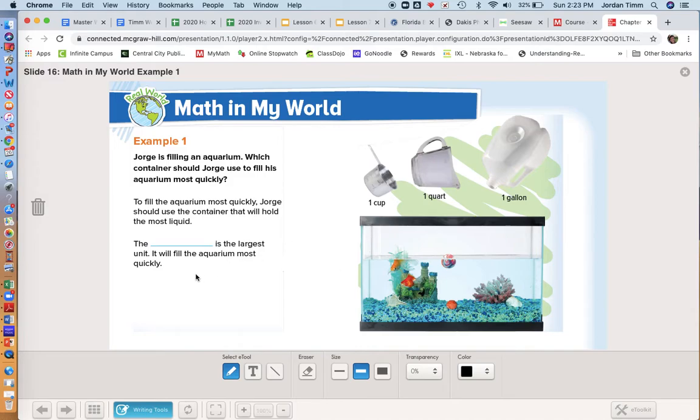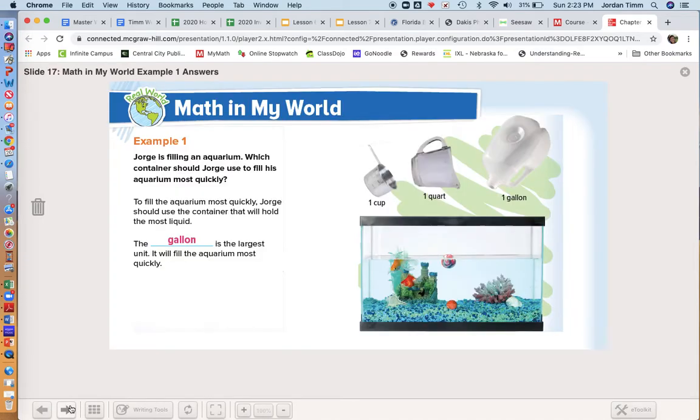So I want you to write in this space right here which one you think. A cup, a quart, or a gallon. Please write it right now. Hopefully you wrote in advance the gallon. Okay, and that would take us the least amount of time to fill the aquarium. All right, let's go to example 2.